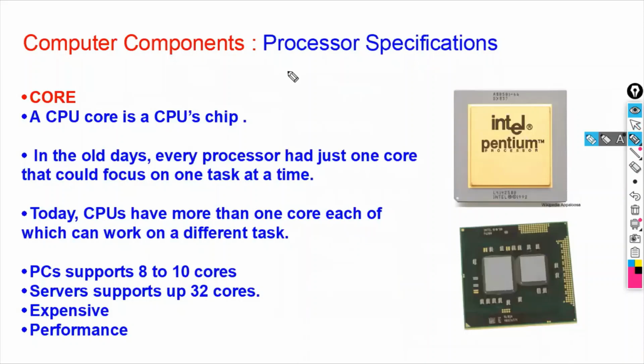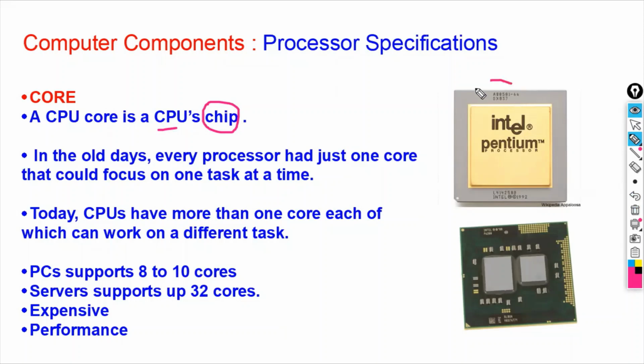Okay, now guys, we need to check the core. You might have heard this terminology called core. Okay, my CPU is quad core, octa core, deca core, etc. So let us try to understand what this core is. A CPU core is the CPU's chip.